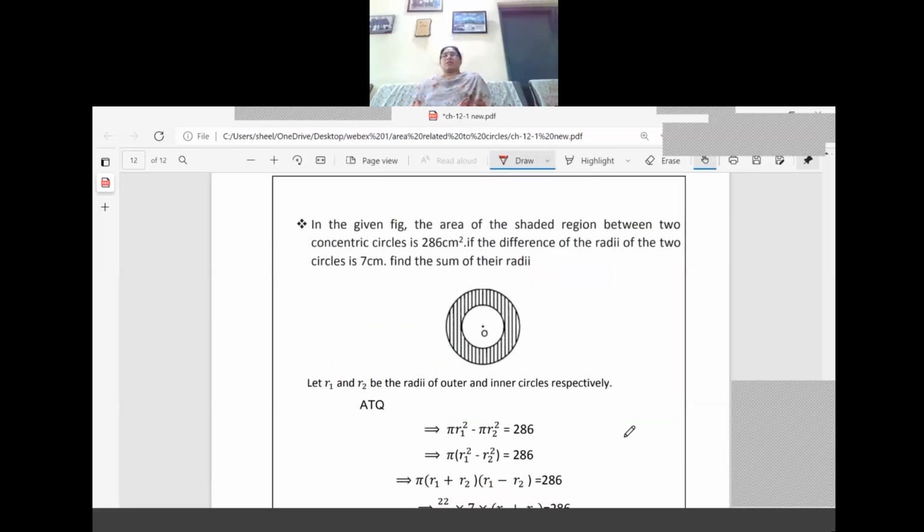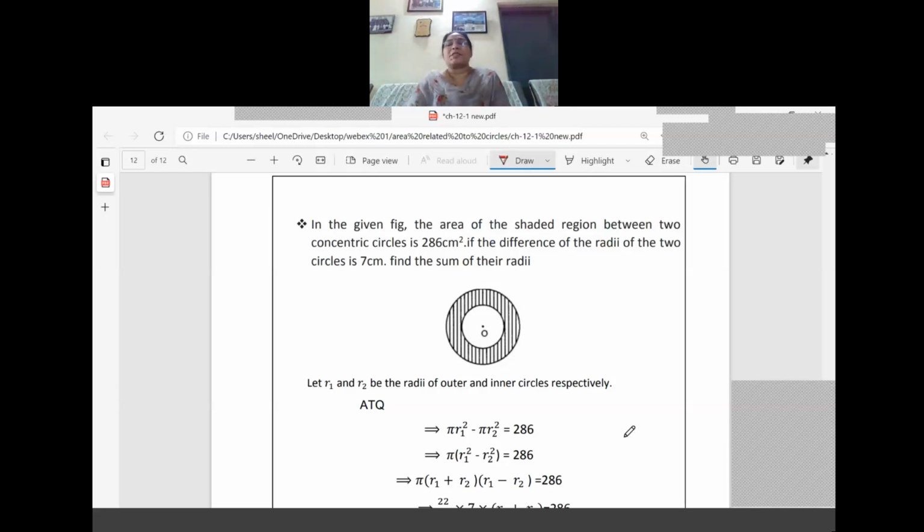Okay. The next question is a circular ring only. As you know that two radii are coming, then we can calculate. The formula is the same, area and circumference also we can use. So let us see that in the given figure, the area of the shaded region between two concentric circles is 286 centimeter square. What is given here? Area of the shaded region of the concentric circles is 286 centimeter square. The difference of the radii of the two circles is 7 centimeter only.